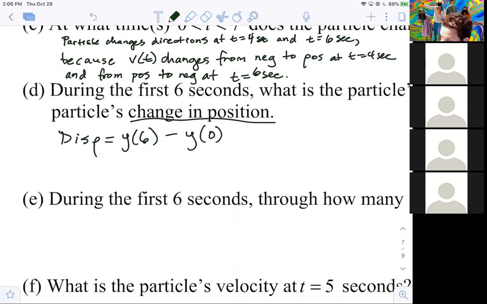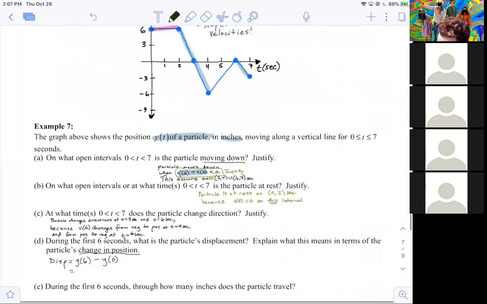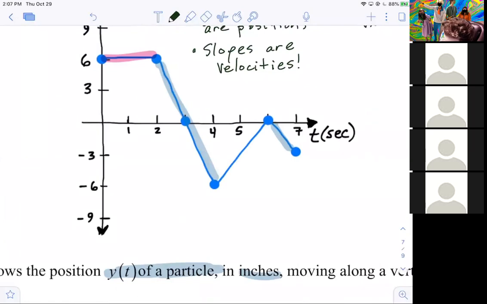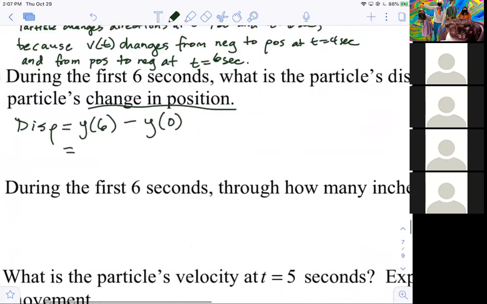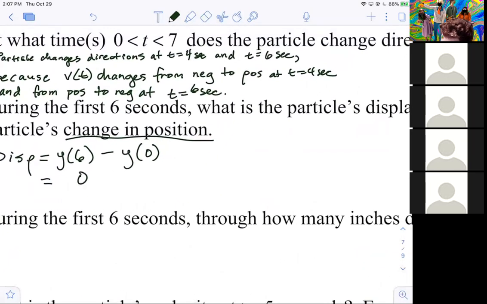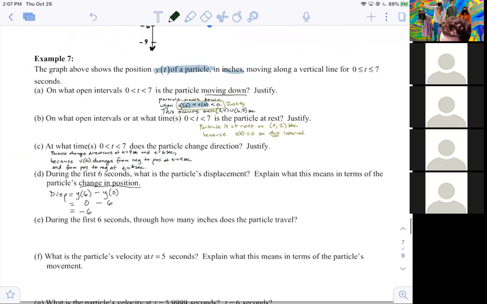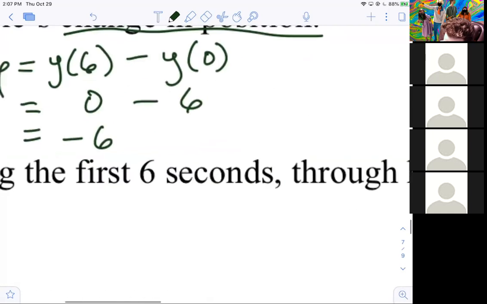Using the notation that they gave us, they said the position is y of t. And now I'm going to grab those values off the graph. y of 6 is 0. Here's 6. y of 6 is 0, and y of 0 is 6. Oh, that's funny. So this is 0, and that's 6. So when I get my answer, I get -6, and then there's units on that, right? We're talking about inches.